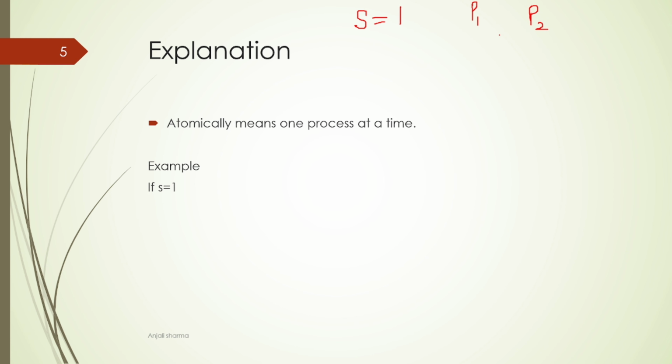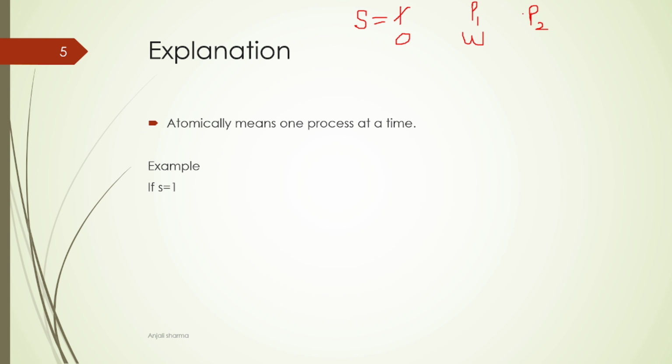Now suppose that this process executes its wait operation. I am writing it in short, okay? So it applies this wait operation on this semaphore. It decrements its value to 0. It is fine, there is no issue. This value 0 indicates that right now there is a process executing its critical section. So the value 0 indicates that someone is in its critical section, and the other process must wait.